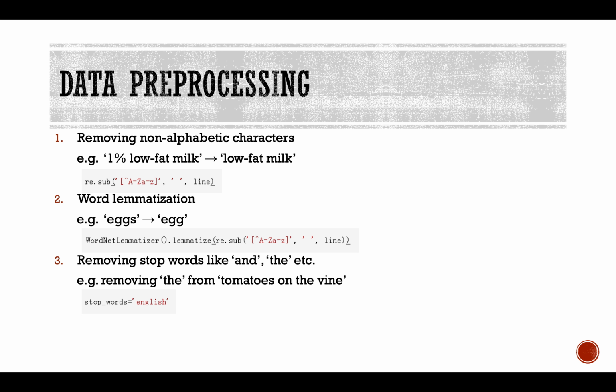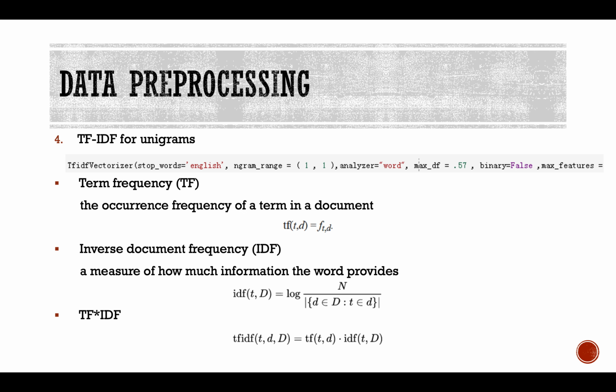Third, we remove some stop words such as "the" or "and", because these words are presumed to be uninformative in representing the cuisine. Fourth, we applied TF-IDF to the unigrams of ingredients. TF stands for term frequency, which is the occurrence frequency of a term in a document. IDF stands for inverse document frequency, which is a measure of how much information the word provides.